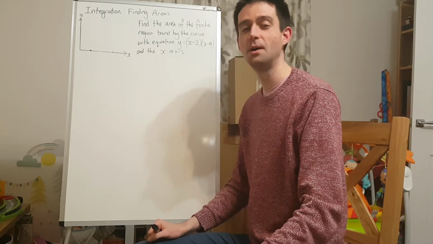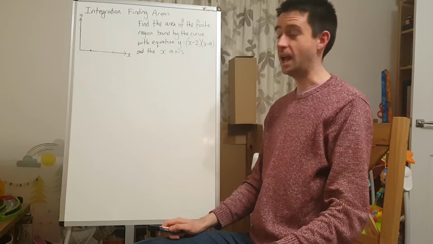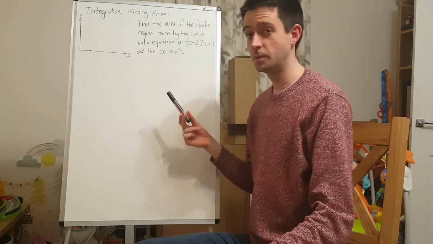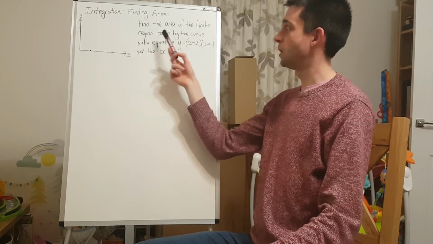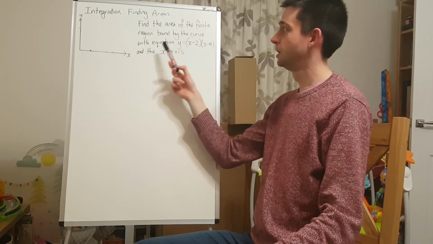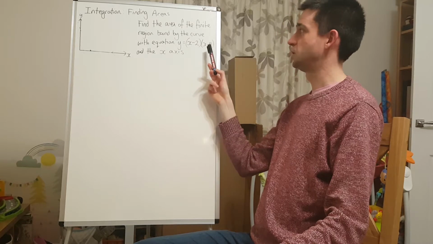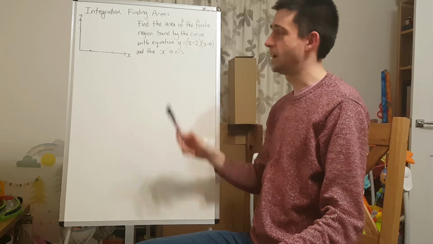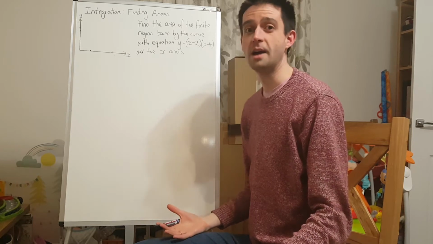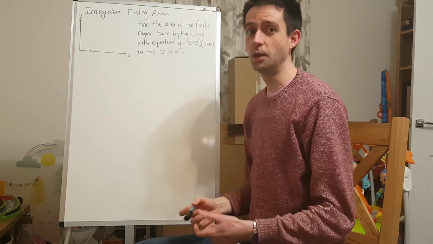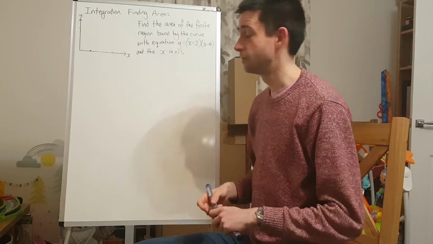Welcome to part 2 of the lesson on integration finding areas. The example that I'm looking at now is asking me to find the area of the finite region bound by the curve with equation y equals (x - 2)(x - 4) and the x-axis. The first thing I'm going to do is determine where that finite region is, and the way that I'm going to do that is by sketching the curve.